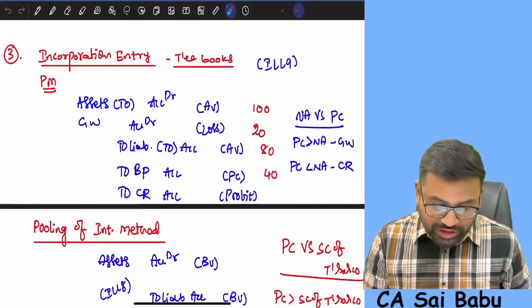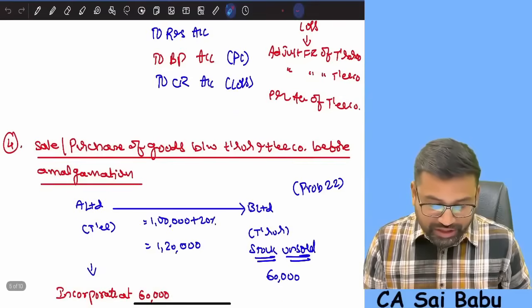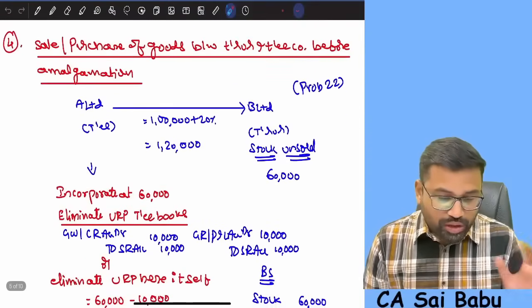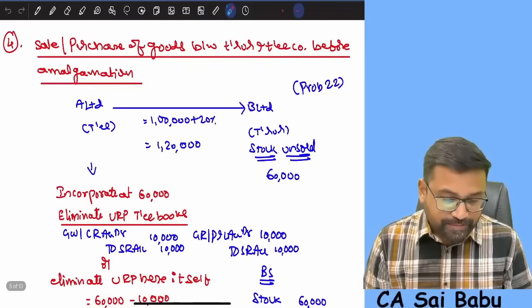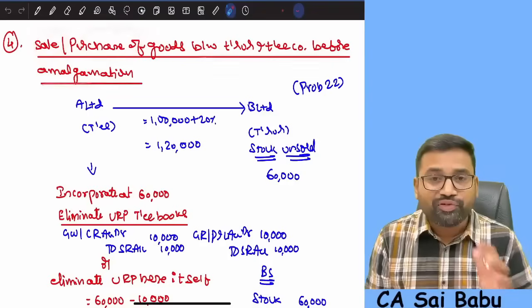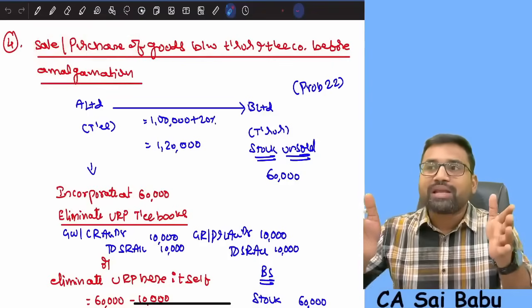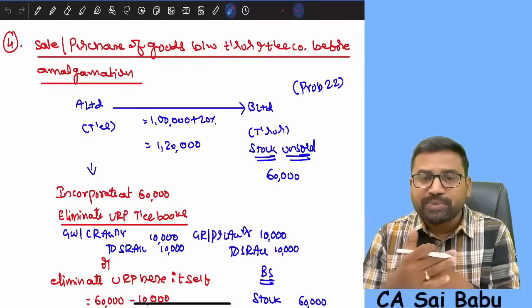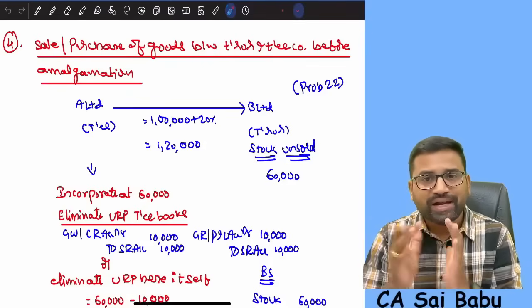Okay, so this is the incorporation entry, important adjustments. Illustration 8, 9 you have to see. Next, sir, one more important adjustment is sale or purchase of goods between transferor and transferee before amalgamation. Sir, before amalgamation, transactions might happen between the companies. Sale and purchase of goods might happen.